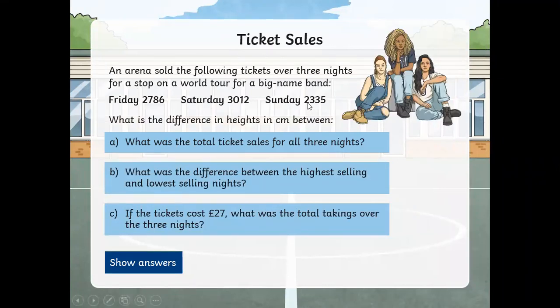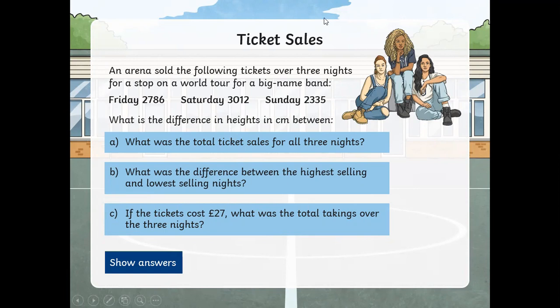Okay, now we have a ticket sales question. An arena sold the following tickets over 3 nights for a stop on a world tour for a big name band. On Friday, they sold 2,786. On Saturday, they sold 3,012. And on Sunday, they sold 2,335. And then, okay, this is incorrect. What is the difference in heights? Ignore that. That's clearly from the previous question.